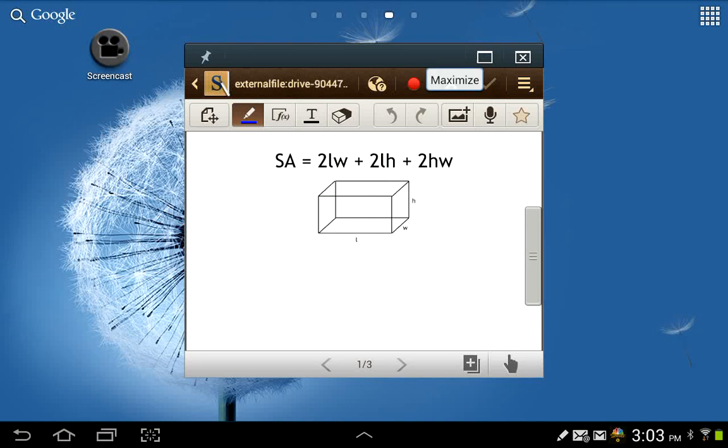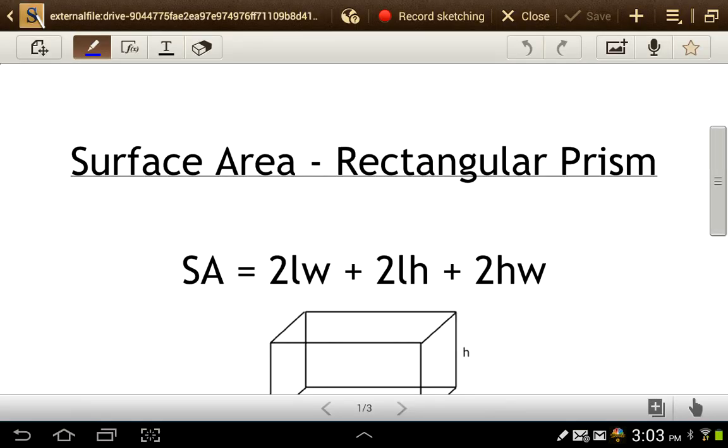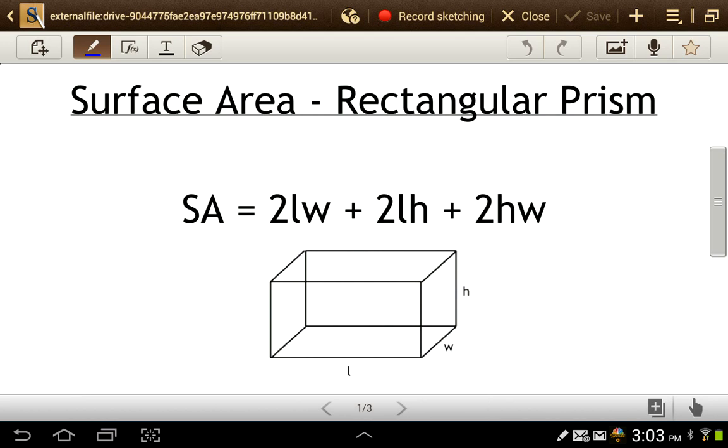Okay, here's a resource on how to find the surface area of a rectangular prism. So our formula is surface area equals 2LW plus 2LH plus 2HW. And the reason that we get this formula is because we're finding the area of each face and adding them together. The reason that there's a 2 in front of each set is because opposite sides are congruent.